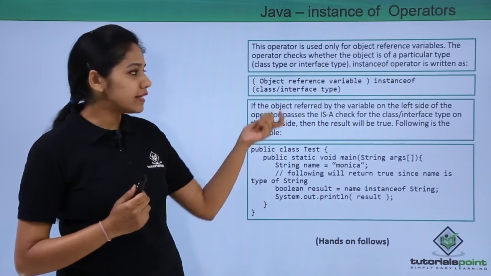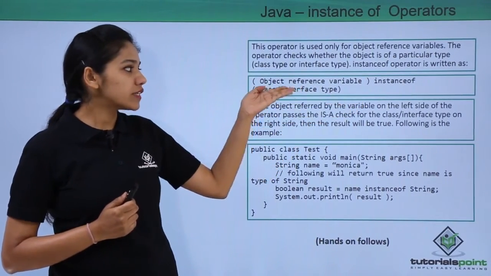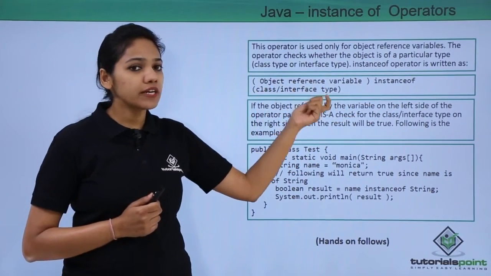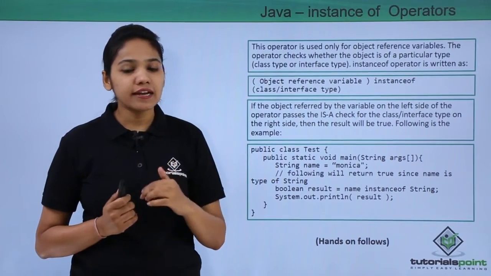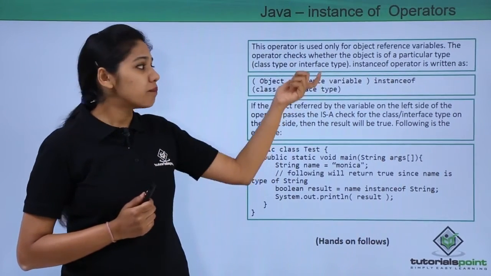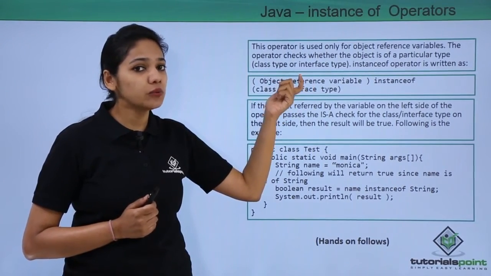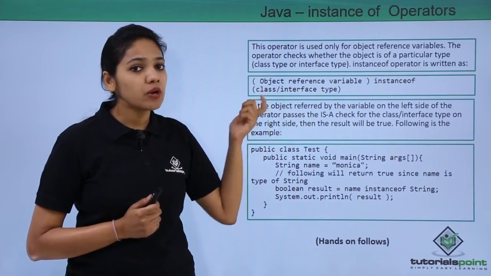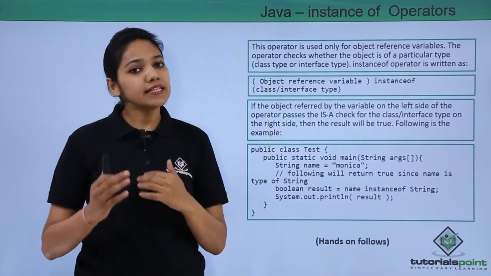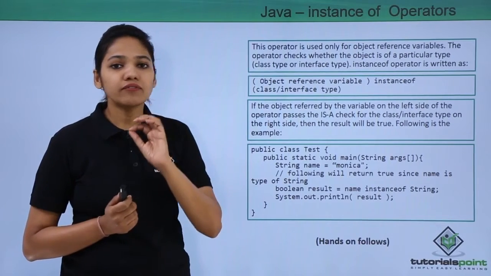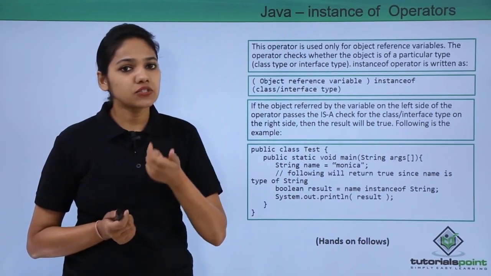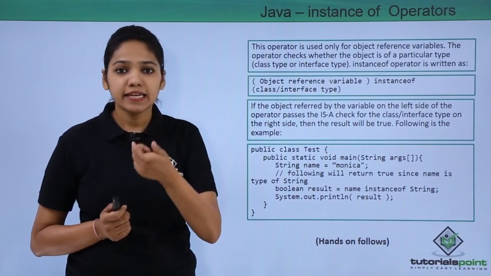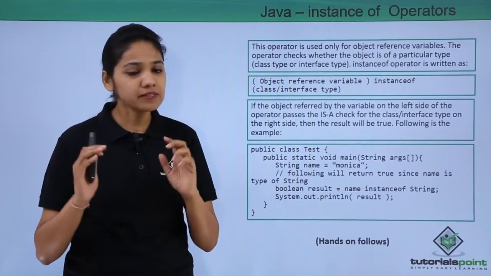Let us understand in detail with the help of its syntax. We have written object reference variable instanceof a class or an interface type. What it does here is that it tries to compare whether a particular object variable that you have created is of that particular data type or a class or an interface type. Let us take an example of a string where you have given your name. So name is nothing but a string data type, and you have created a variable called name. So you write String name equals Monica, as my name is Monica.